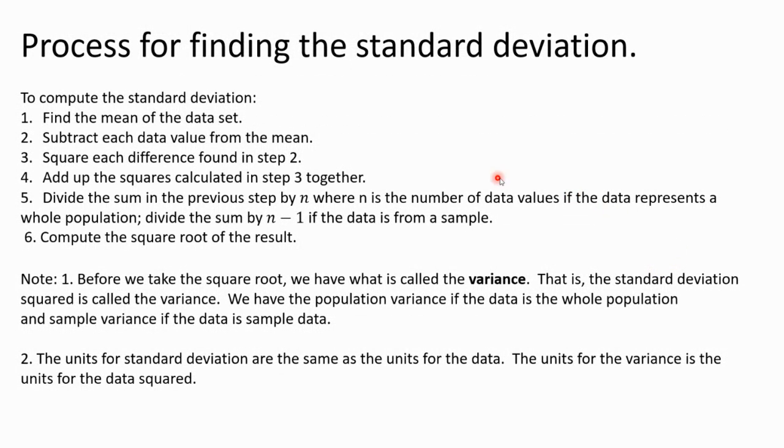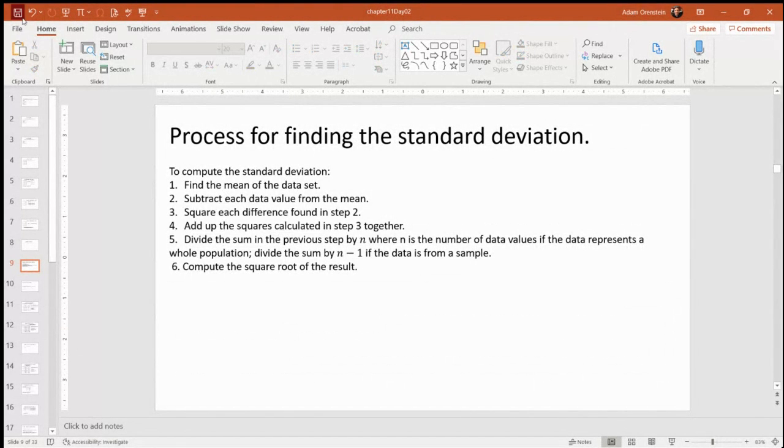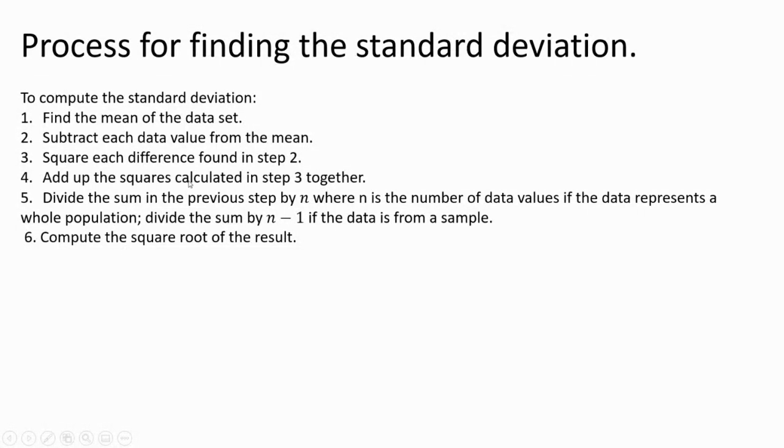The first thing you have to do is figure out what the mean is. We know how to do that. Then you're just going to subtract each data value from the mean. Each of those differences you're going to square. That is, you multiply the number by itself, and you add up the squares. Again, I know this is confusing, but when we do some examples, it will start to make more sense. So stay with me. You add up the squares.